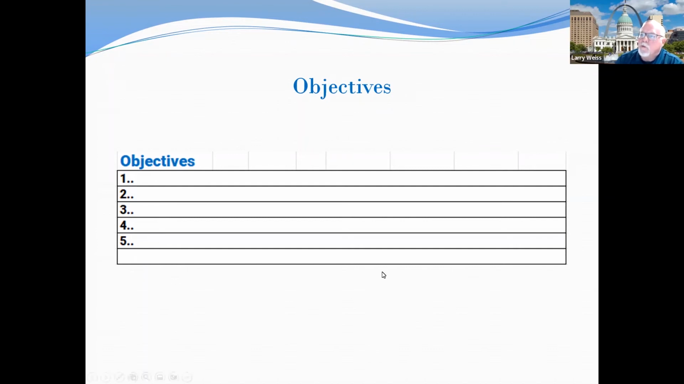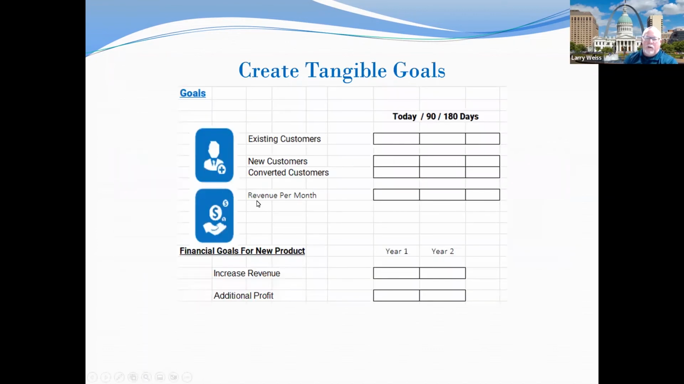What we want to do is set some goals around the product or the process. Depending on your objectives, the tangible goals can be set either around customers or sales. It could be set around labor savings, reducing analog processes, whatever those things are. It's important when you start that you give some thought to what success looks like.